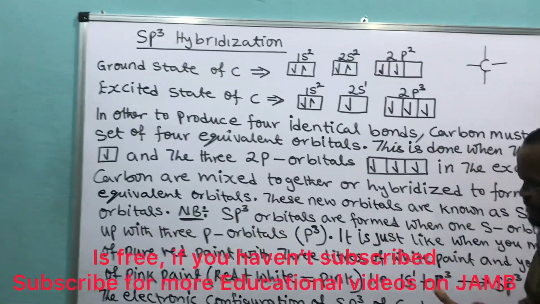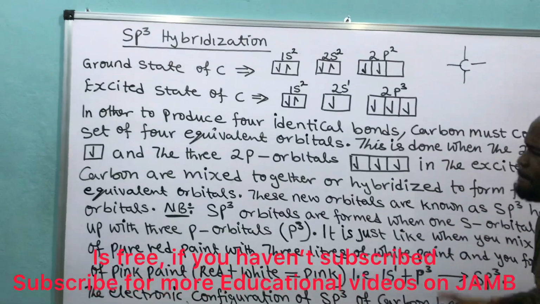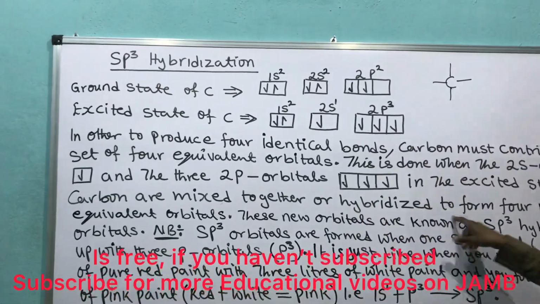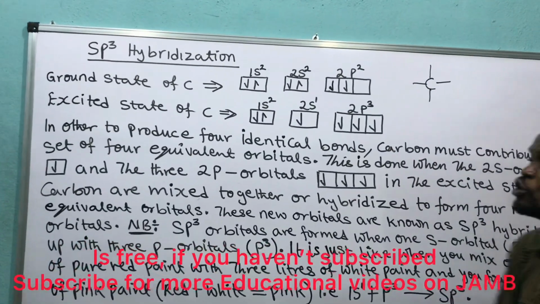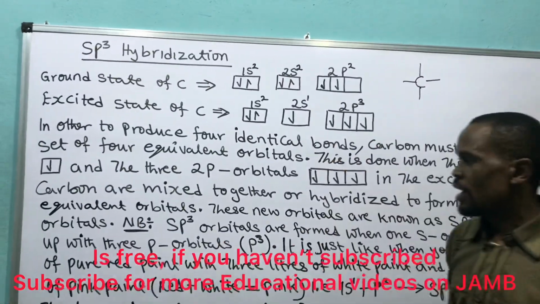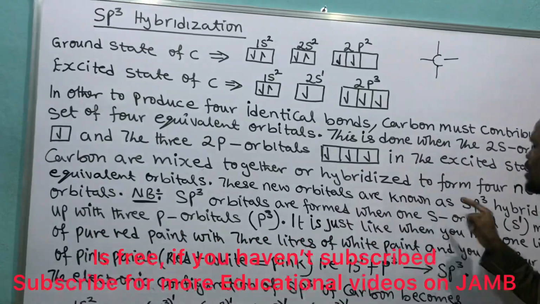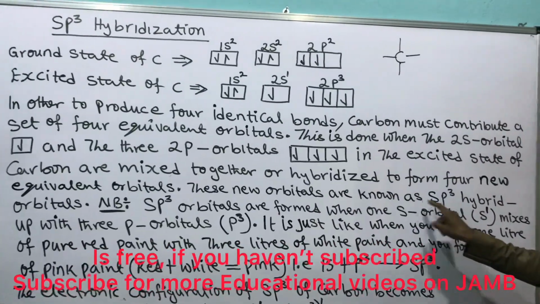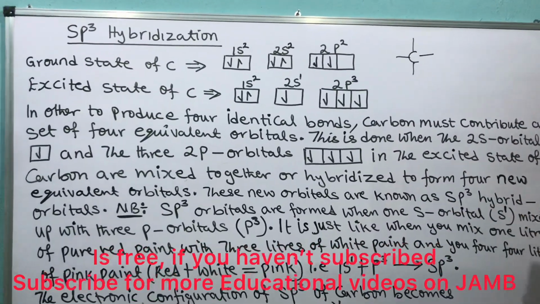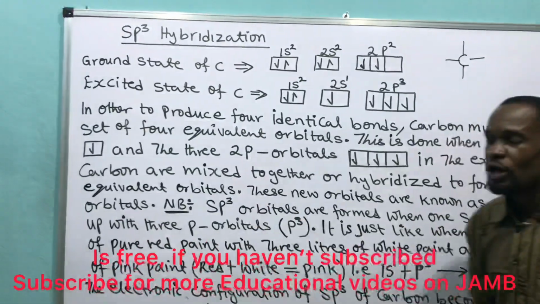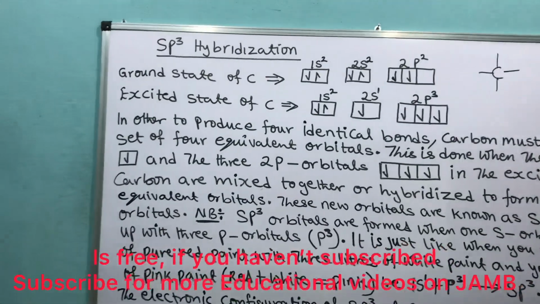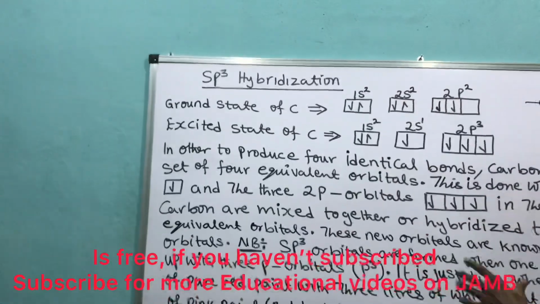When you hybridize, it means mixing together. They are mixed together, or hybridized, to form 4 new equivalent orbitals. Therefore, we now say these new orbitals are known as sp3 hybridized orbitals. That's what I'm explaining here.